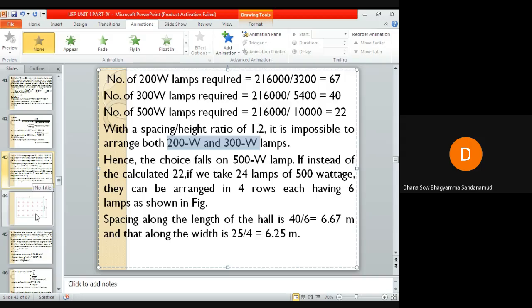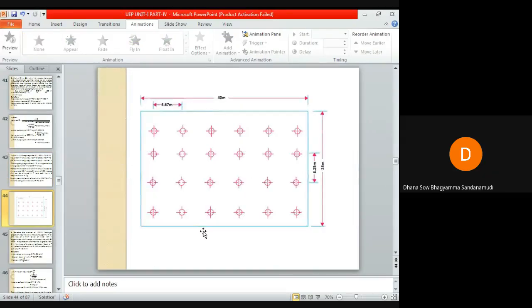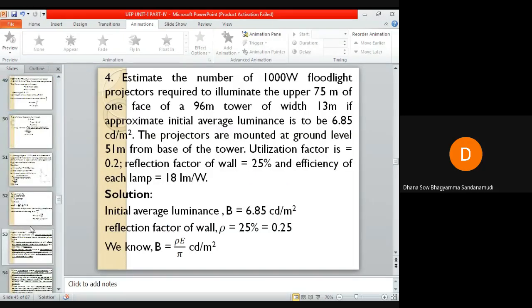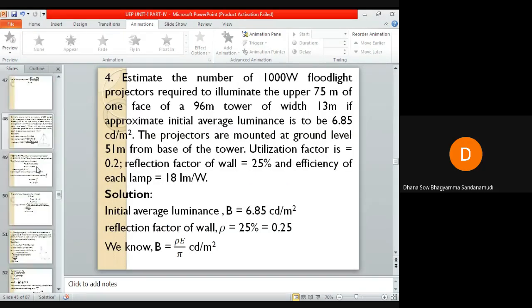Did you complete this slide? Okay, very good. Did you draw this? It is similar to your previous problem. You can write down 6.67 and 6.25. We have to solve a few more problems actually, 4, 5, 6, three more problems are there.